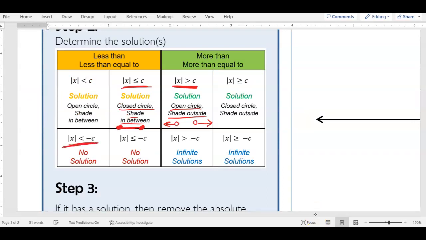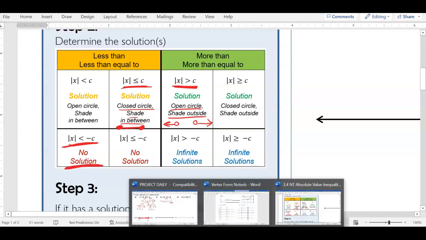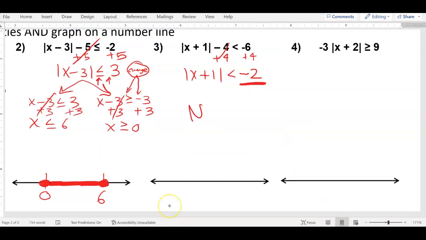And what do we put if it's less than a negative, or even less than or equal to a negative? No solution. No solution, buddy. And how do I put that on the graph? It looks like this. Ta-da. Nothing on it. No solution.